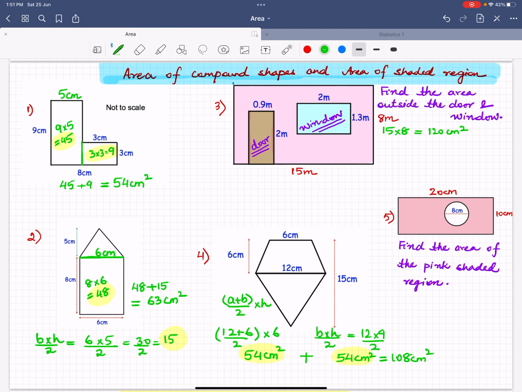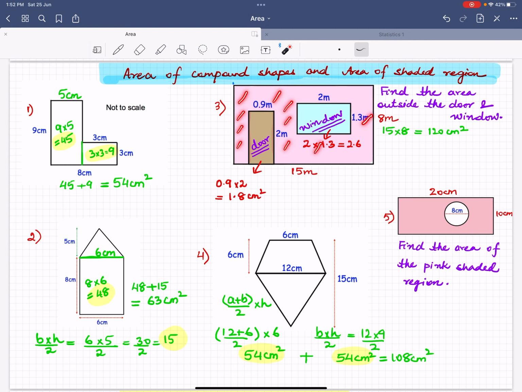Now let's find the area of the door and the window. Area of the door is 0.9 multiplied by 2. This is also a rectangle, so it's length times breadth, and it gives us 1.8 square centimeters. Let's find the area of the window. The window is also a rectangle, therefore the area is length times breadth, and that is 2 into 1.3, and that gives us 2.6 square centimeters.